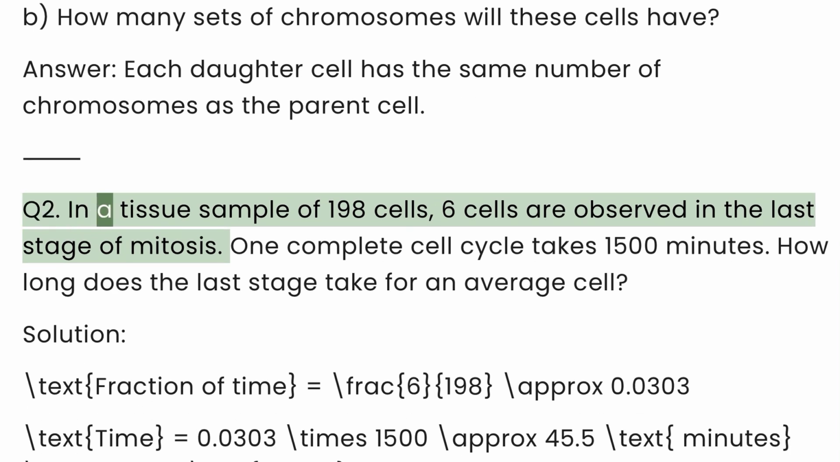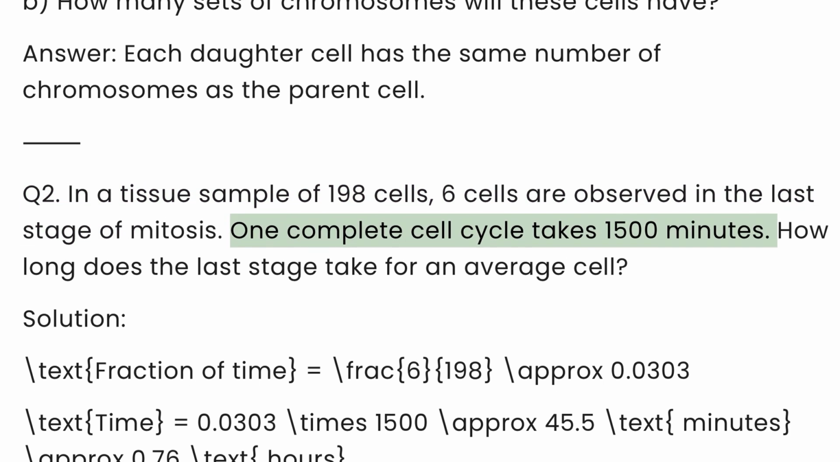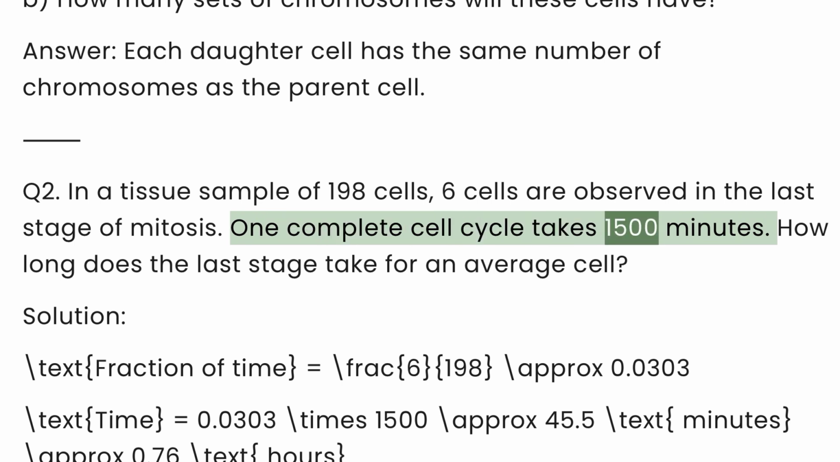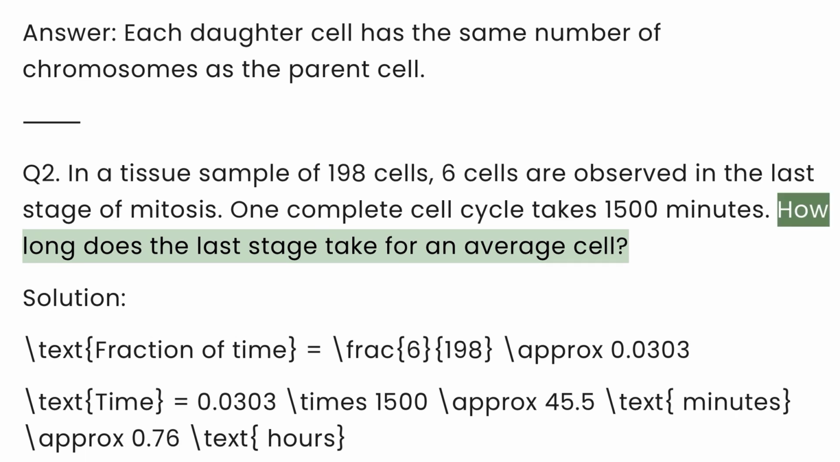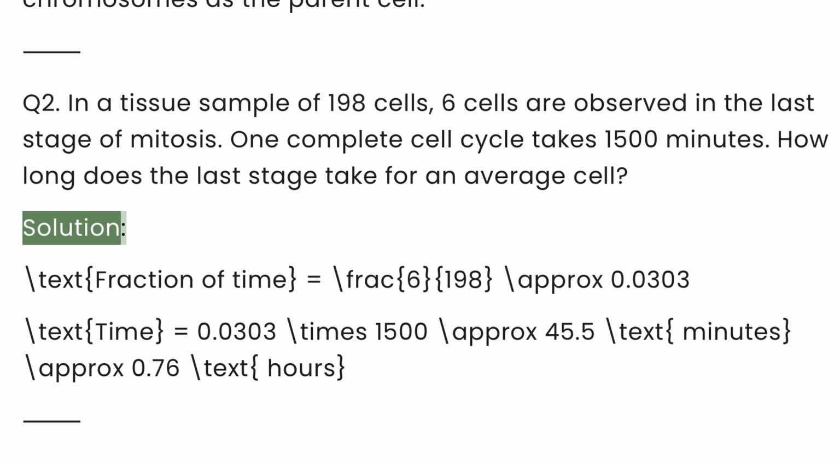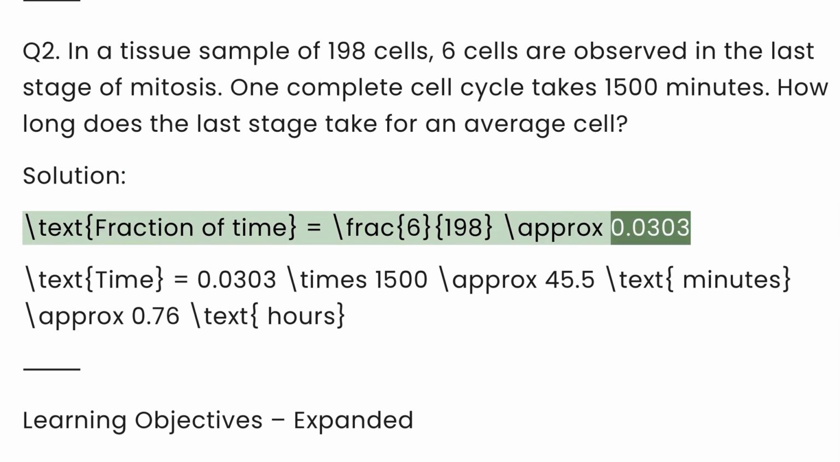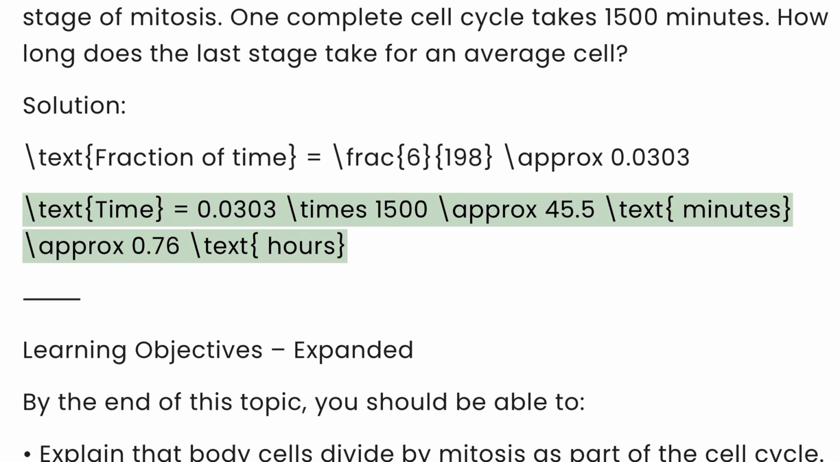Q2. In a tissue sample of 198 cells, 6 cells are observed in the last stage of mitosis. One complete cell cycle takes 1500 minutes. How long does the last stage take for an average cell? Solution: 6/198 is approximately 0.0303. Time equals 0.0303 times 1500, approximately 45.5 minutes.